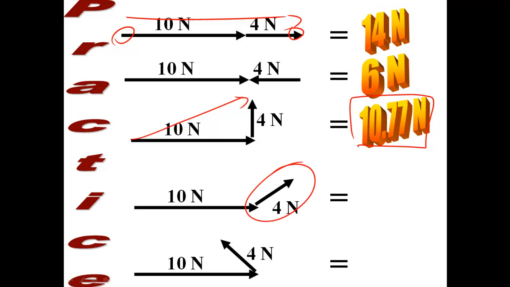So what do we know about this next one? Well, we know straight up is 10.77. We know straight out is 14. So in this class, it's acceptable to say that the answer is somewhere between 10.77 and 14. Likewise, we know here is 10.77. And we know when the arrow is completely this way, it is 6. So it's okay in this class to say it's somewhere between 6 and 10.77.